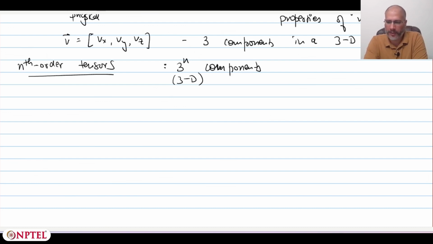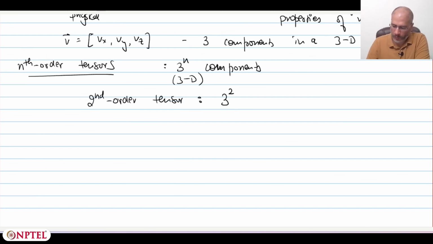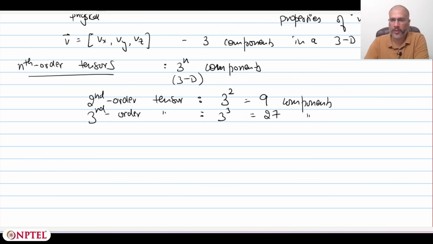So if we have a second order tensor, then we'll have 3 to the power of 2. That will be 9 components. If we have a third order tensor, then we'll have 3 to the power of 3. That's 27 components. So remember that it's in the 3D world.